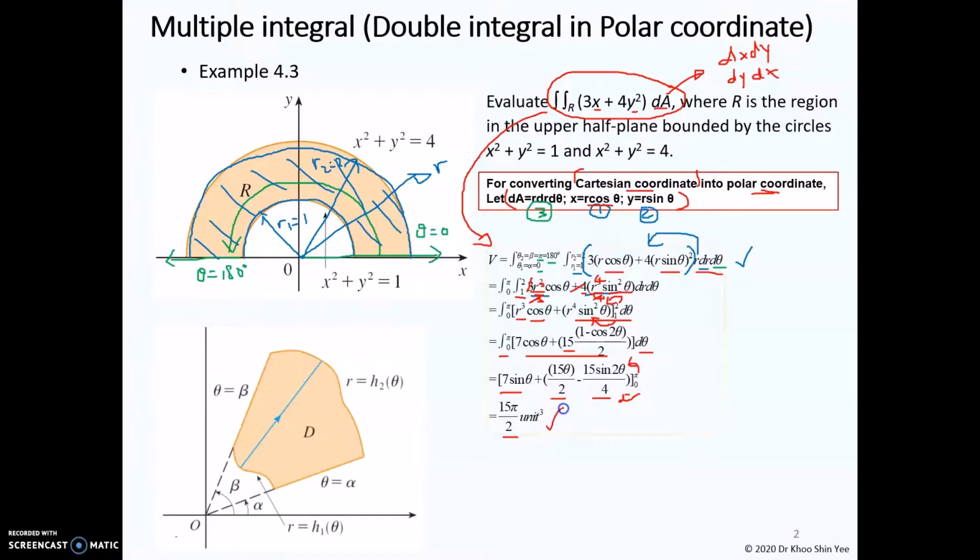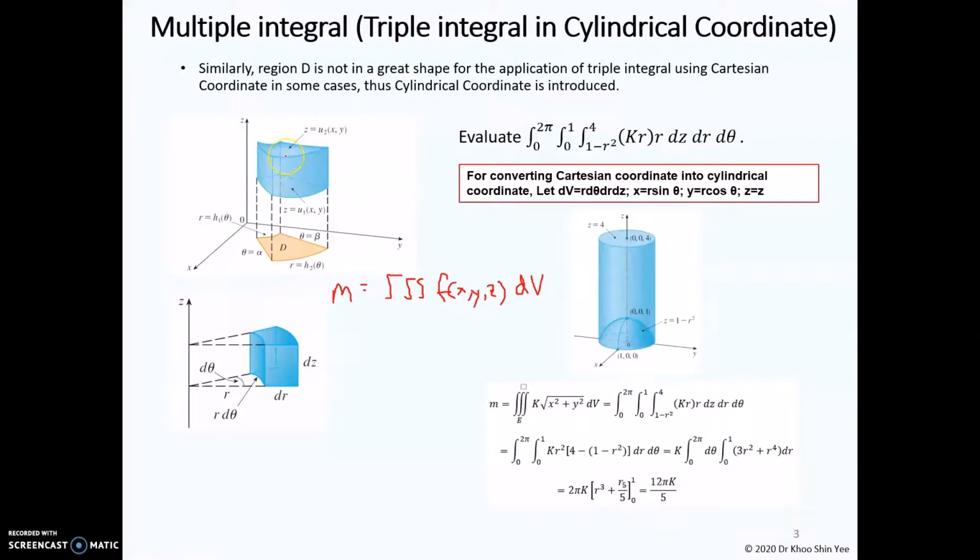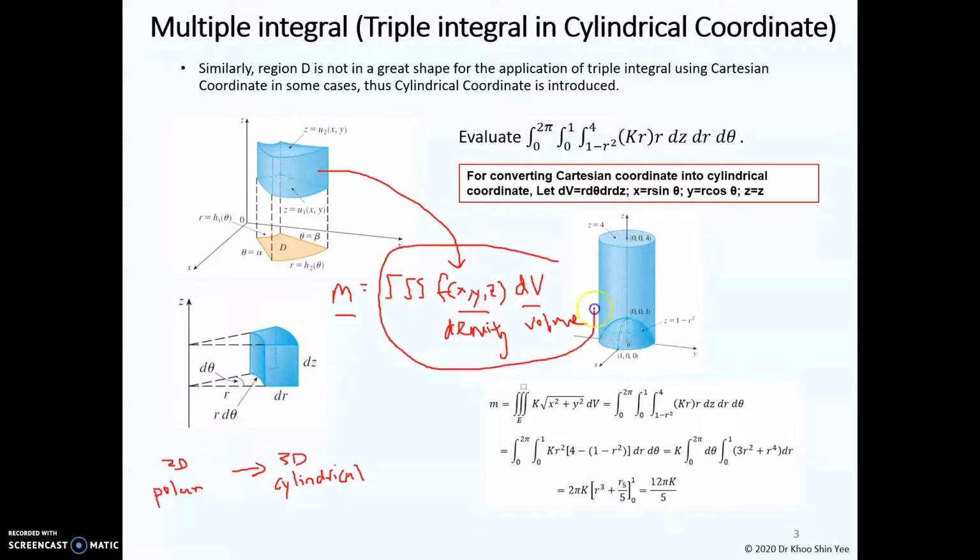In this example, you have a 3D object where the density function is given. So from the shape you can obtain the volume, and when you take the triple integral of the density function with respect to the volume, then you are actually computing the mass of this object. In some problems, it's difficult to solve the triple integral using the Cartesian coordinate approach, where you let the dV equal to dx, dy, dz.